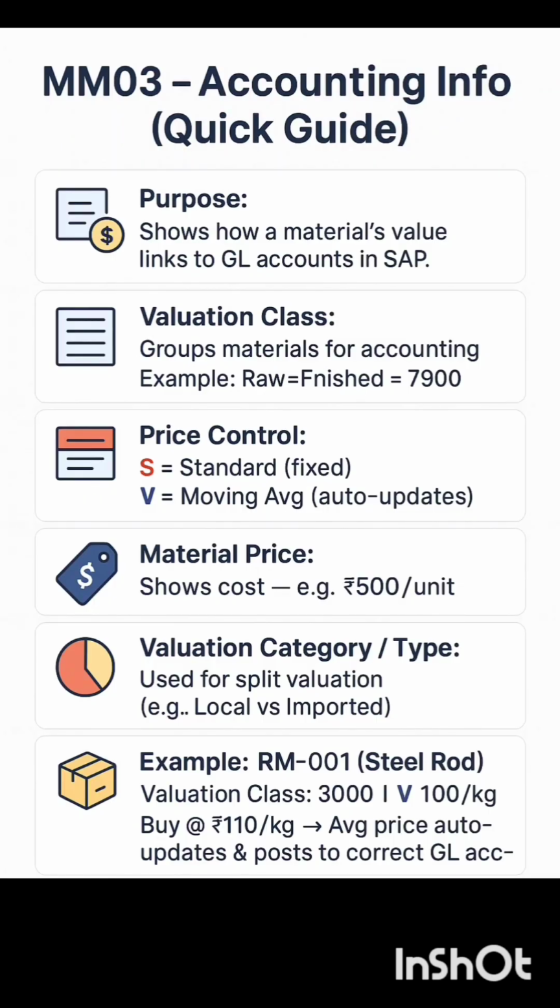It shows how a material's value links to GL accounts in SAP. Valuation class groups materials for accounting, for example, raw material or finished material. In price control, S is equal to standard or fixed, while V is equal to moving average, that is being updated automatically. Similarly, material price shows cost like 500 euros per unit. Valuation category covers the types of split valuation like local versus imported. Let's take an example. We have RM001, that is steel rod. Valuation class is 3000. V is 100 per kg.